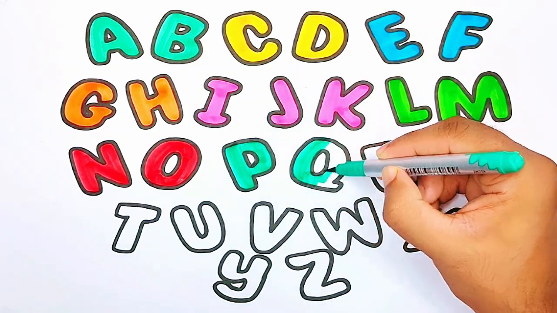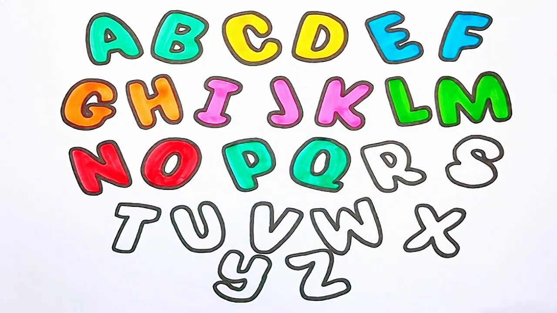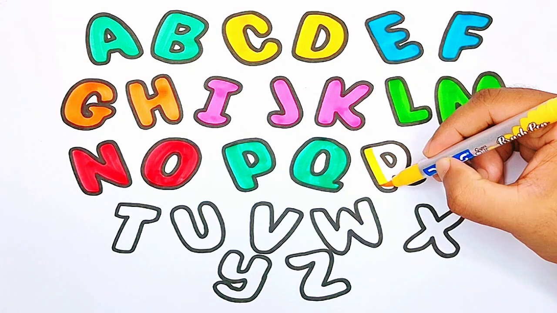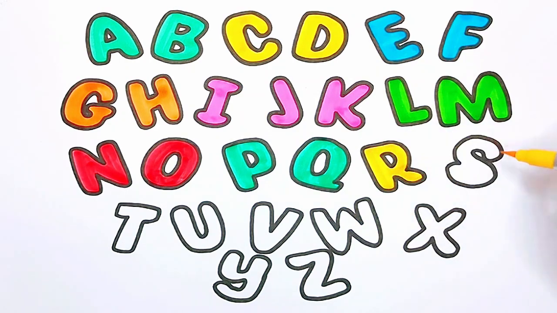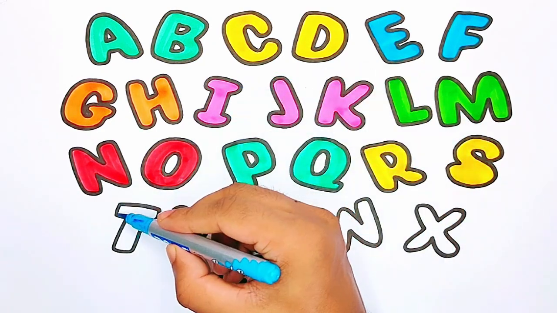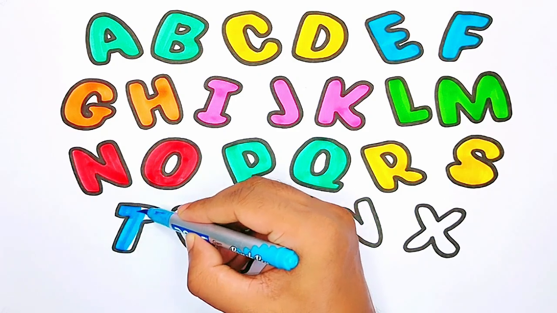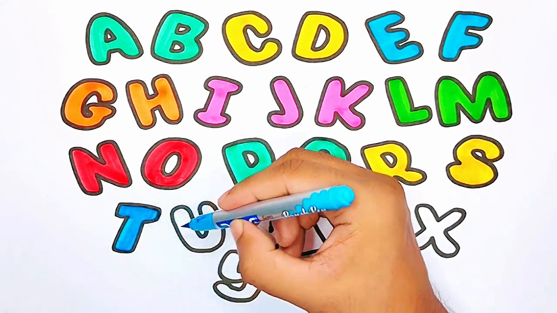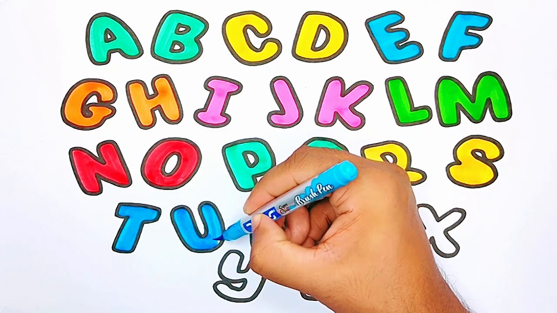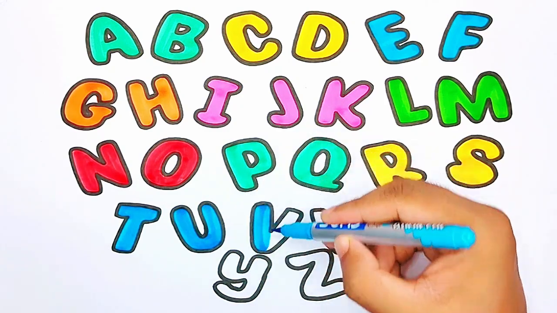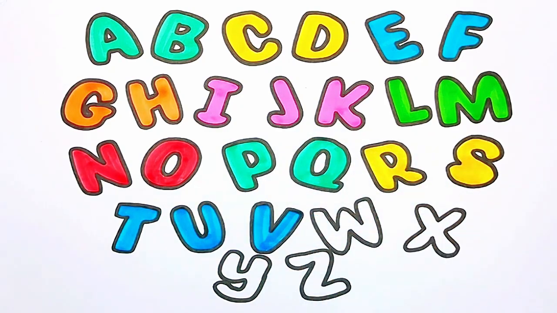Q. Q for quail. Yellow color. R. R for rainbow. S. S for star. Sky blue color. T. T for tomato. U. U for umbrella. V. V for van.